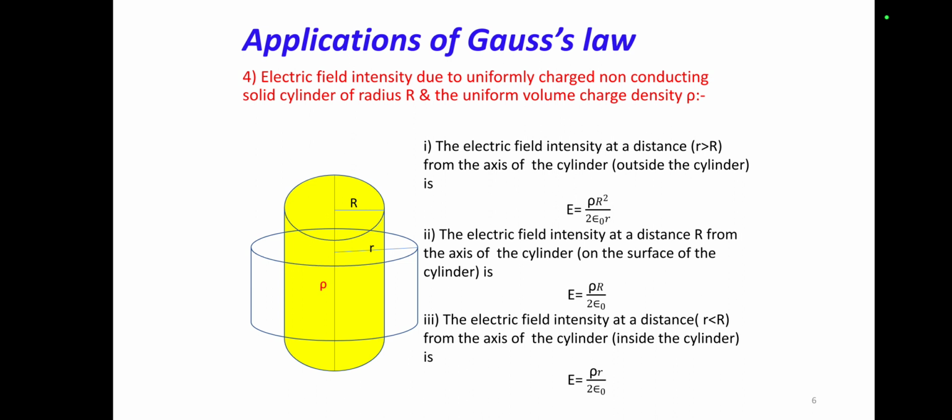The electric field intensity at a distance small r less than capital R, that means the Gaussian surface of the cylinder has a radius smaller than the solid cylinder radius, from the axis of the cylinder. So the electric field intensity at a distance small r less than capital R from the axis, inside the cylinder, is E equals rho r upon 2 epsilon naught.